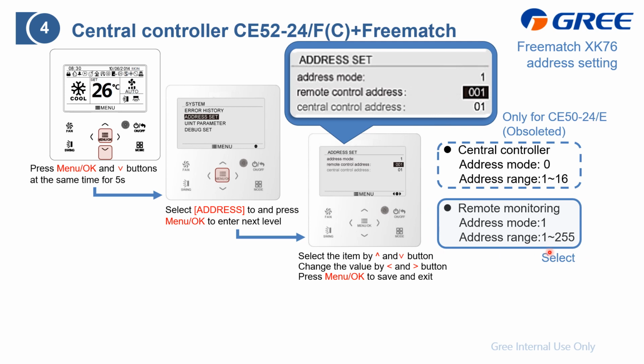Just ensure the addresses are shared in the same bus, which means for different wired controllers, you need to ensure this address is different. And here, the central control address for this protocol is obsolete. It is only for our CE52 central controller.